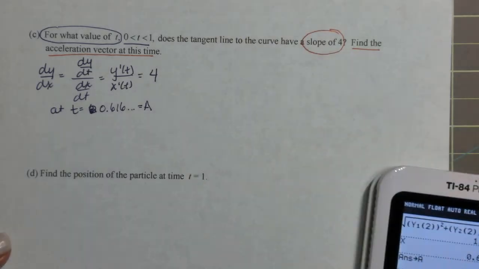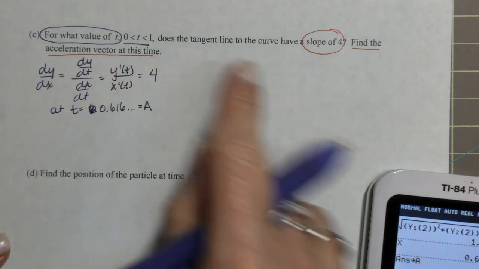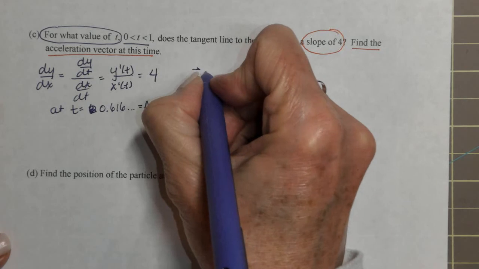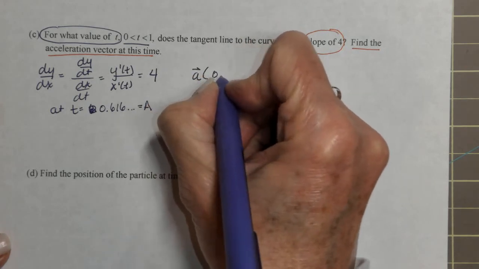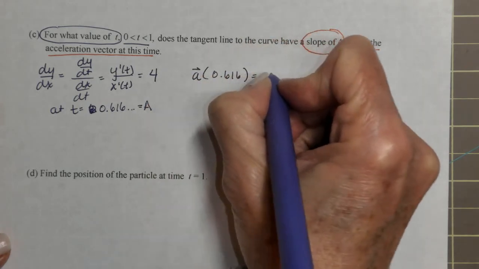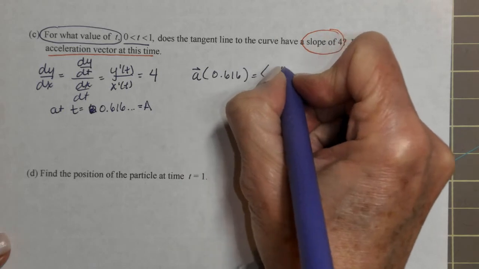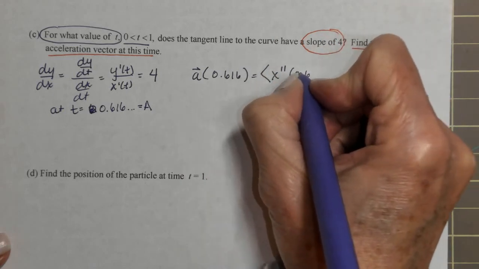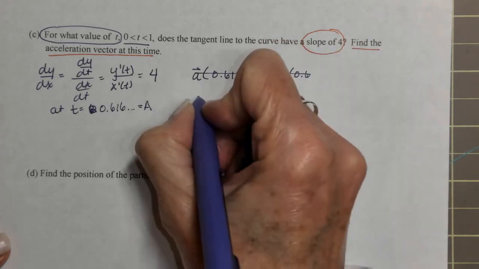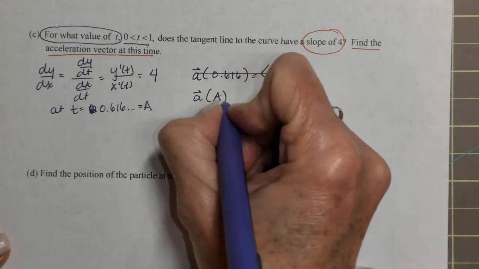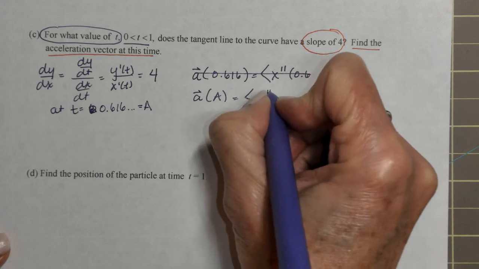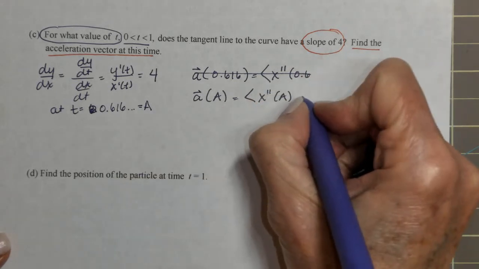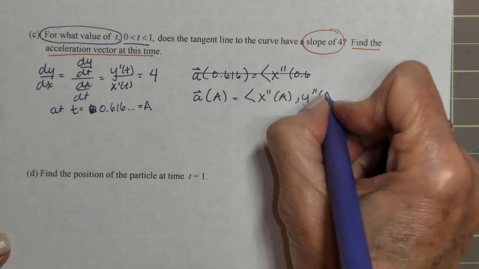Because now I want to find the acceleration vector at that time. So acceleration vector at that time is going to be the second derivative of x at that time. I don't want to keep writing that down if I can just put what I stored that in, y double prime at that time.